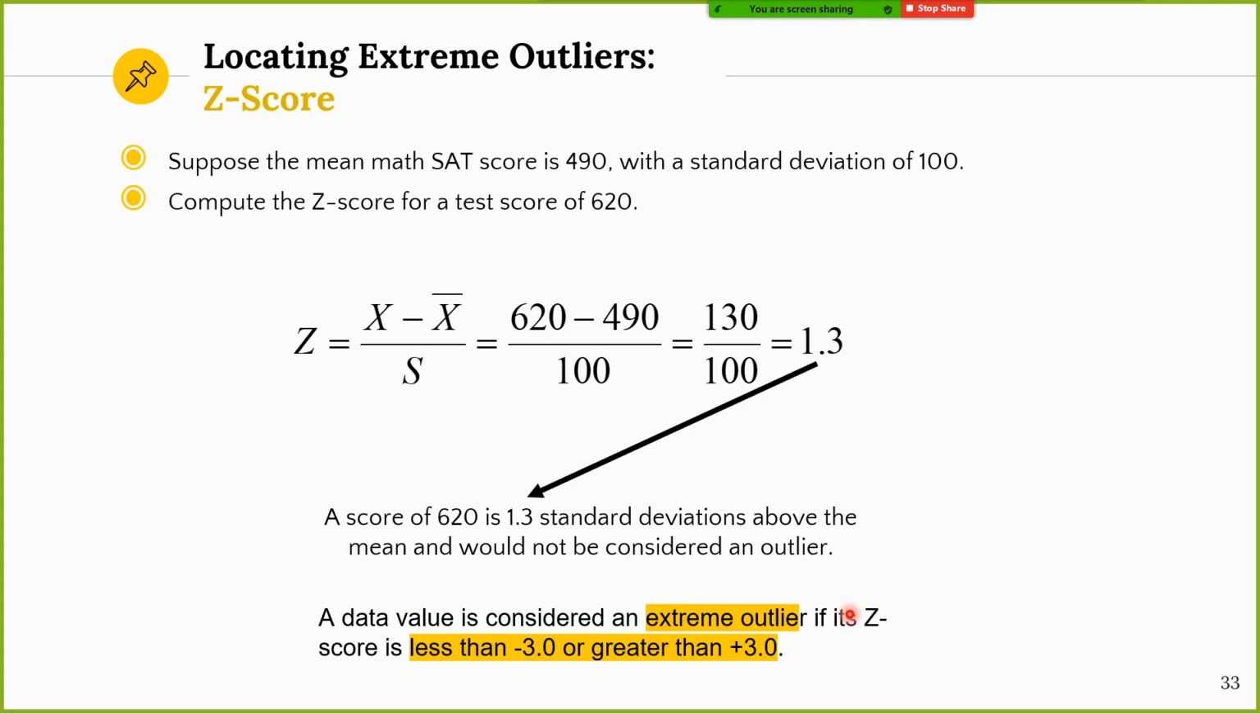Yes, the data. Not the whole data. Okay, so let's say you have several scores, for several students, you have 300, 350, 390, 400, but one person has a score of 620. You want to know if this is an extreme outlier or not.